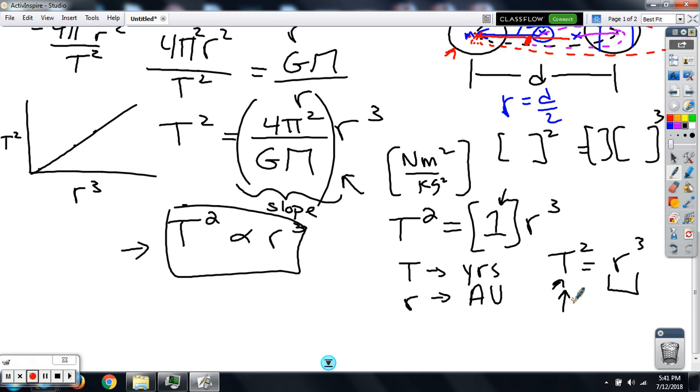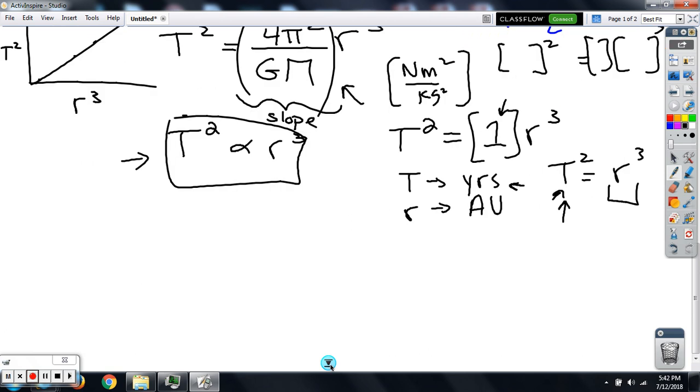If you could convert 686 Earth days into years and then do it, that would be okay. You can convert first, days to years, and then solve for R. That would be appropriate.